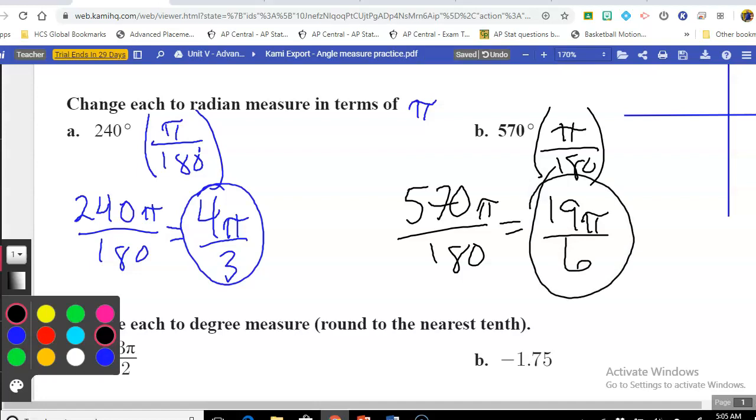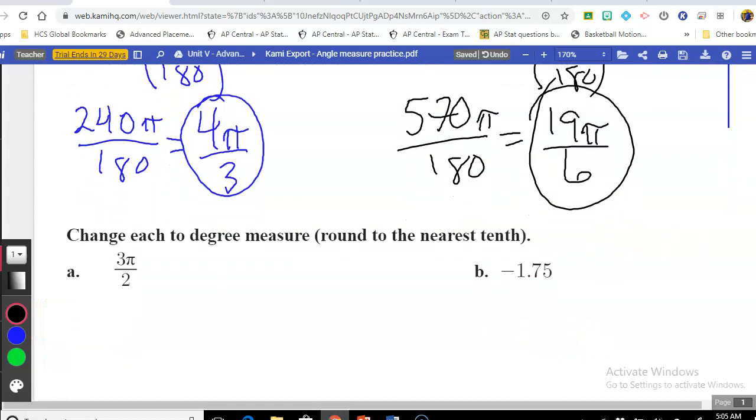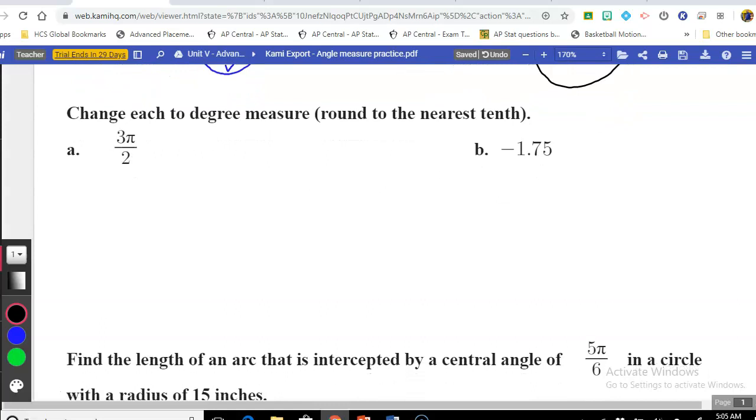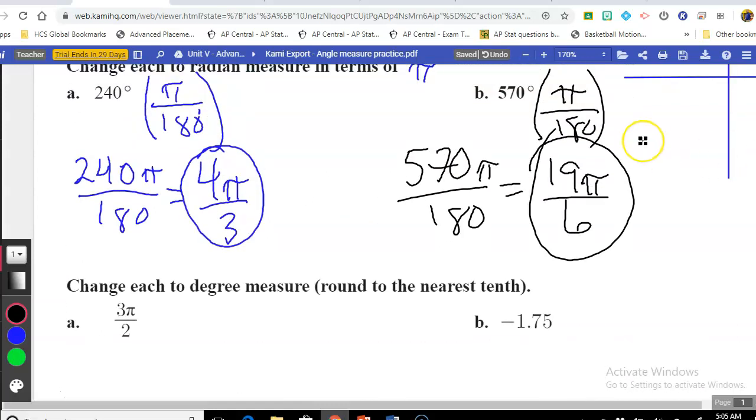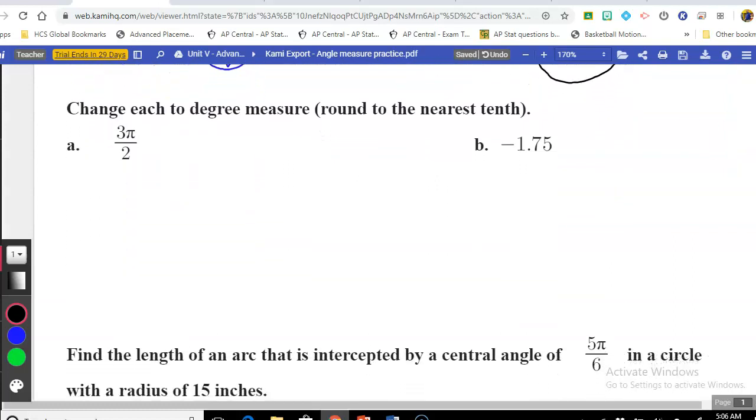So that would be the radian form of our angle measure. Now let's take a look at how it works when we're going the opposite way. Remember, we said if we wanted to get to radians, we would put radians on top, meaning our pi would go on top and our degrees would go on the bottom because we were trying to cancel out degrees. So now we're doing it the other way.